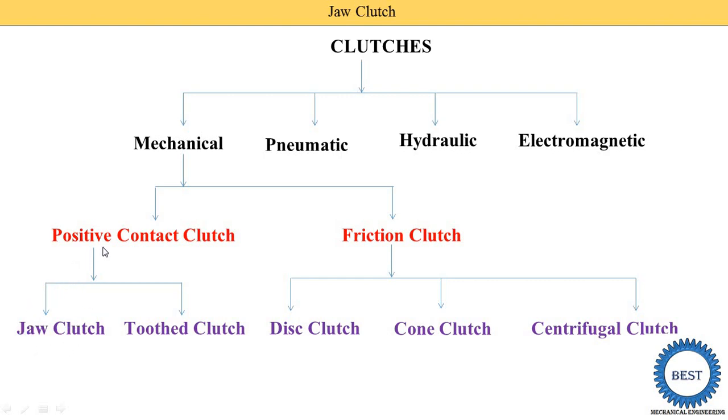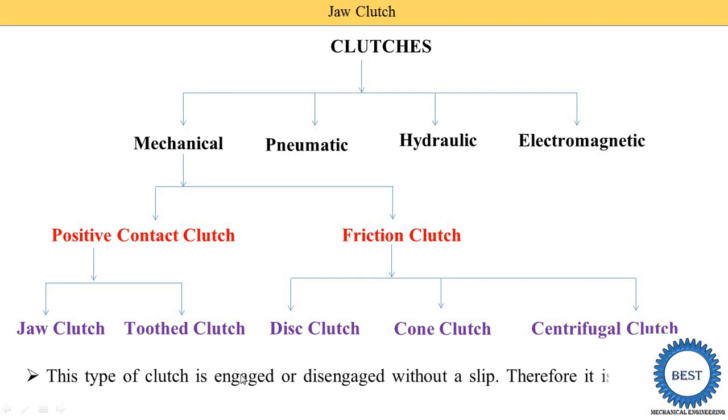Now, what is the meaning of positive contact clutch? This type of clutch is engaged or disengaged without a slip. Therefore, it is known as the positive contact clutch. Now, we understand the construction and working of jaw clutch.